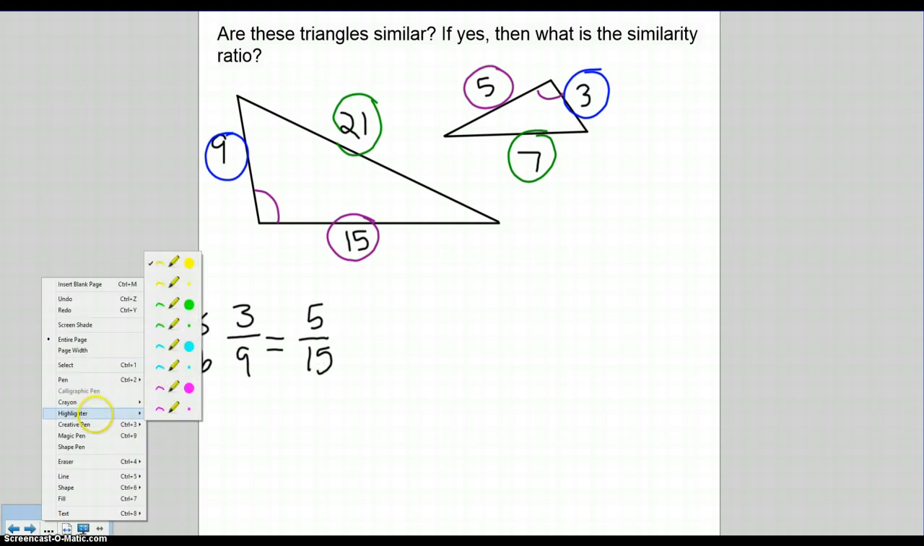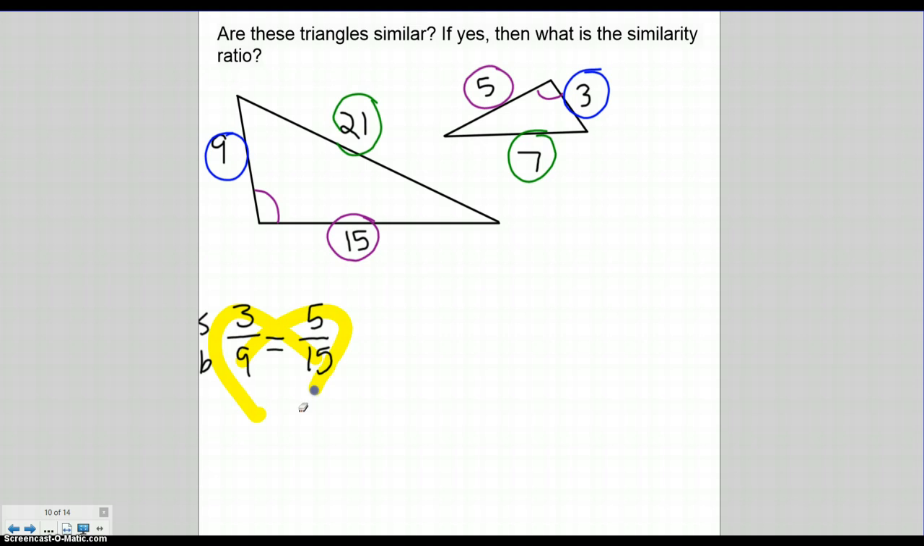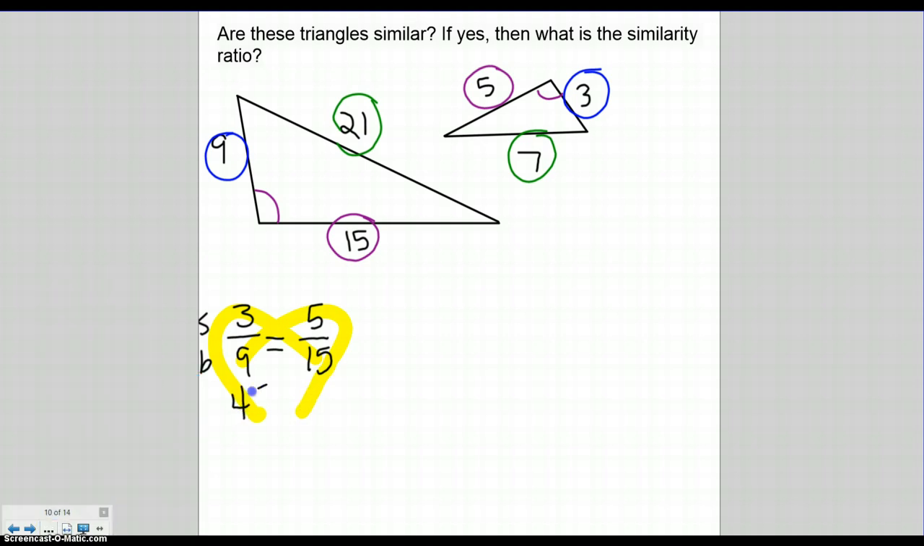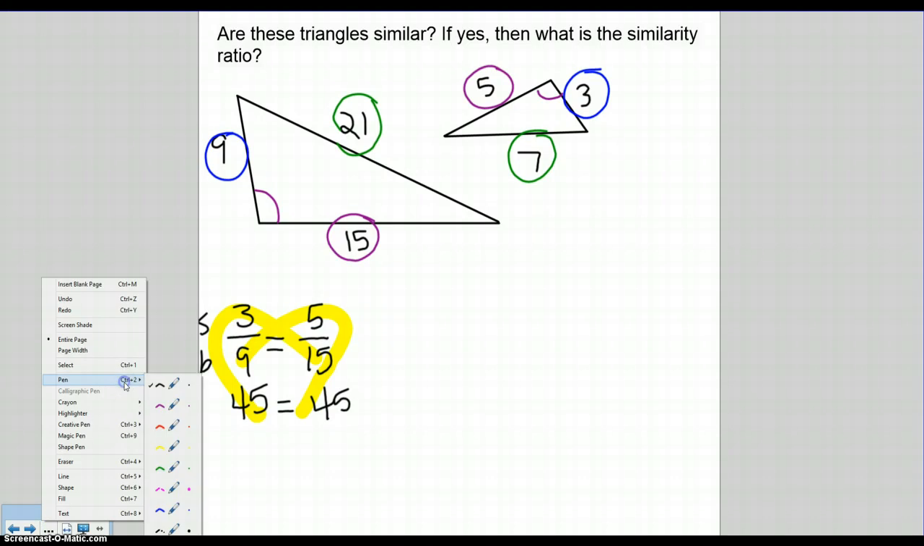So I'm going to use my cross multiplication. Do my karate chop. So 3 times 15 is 45. And if you plug in 9 times 5, you will also get 45. So we can see that both proportions come out equal to the same thing. That means that those sides are similar. So we could say, I think that these triangles are similar.